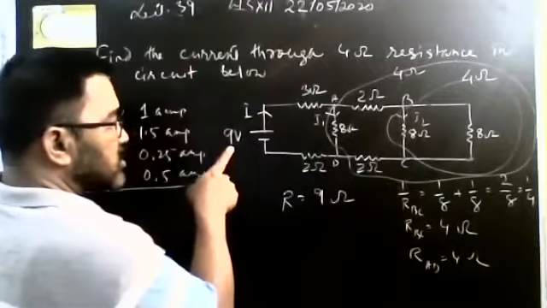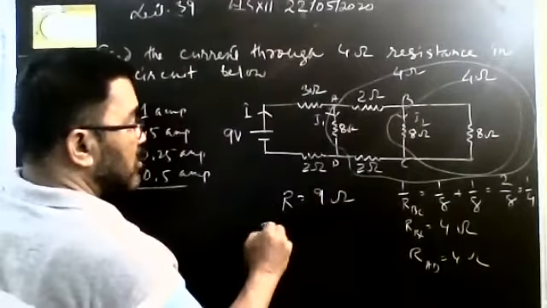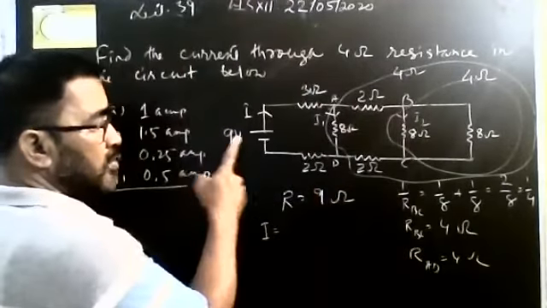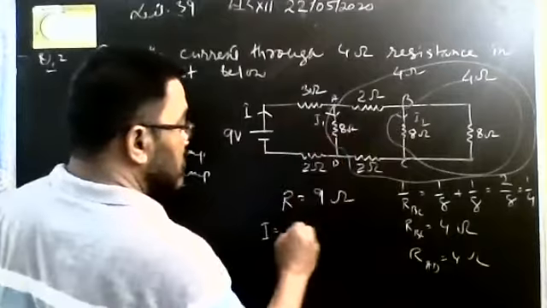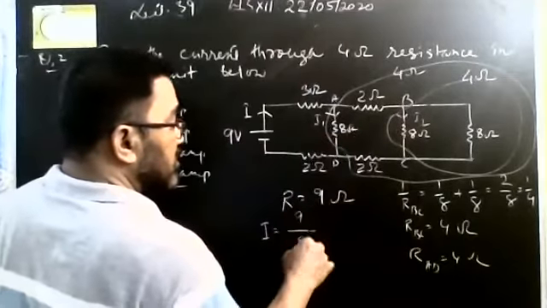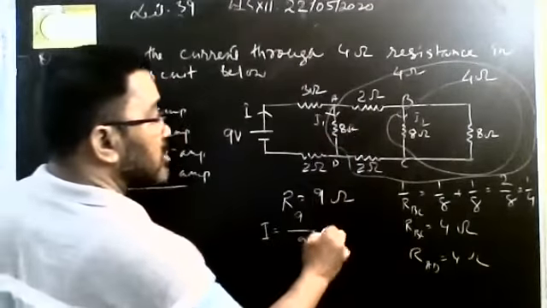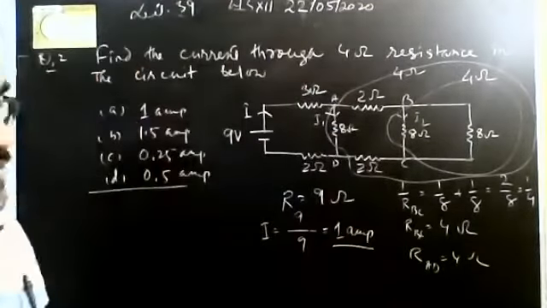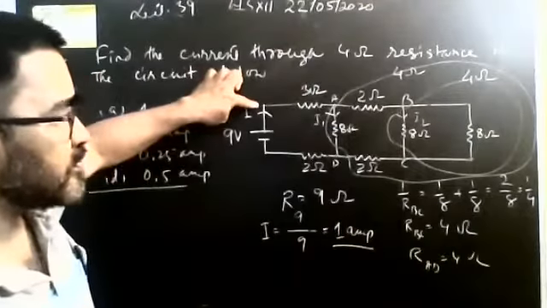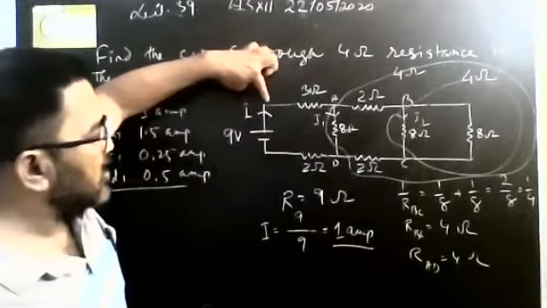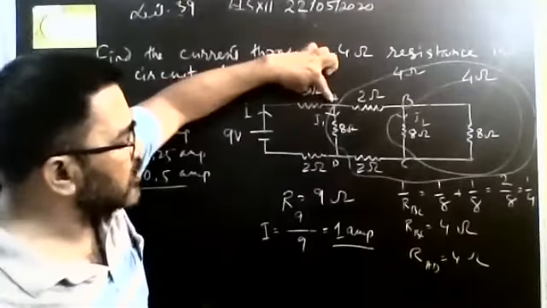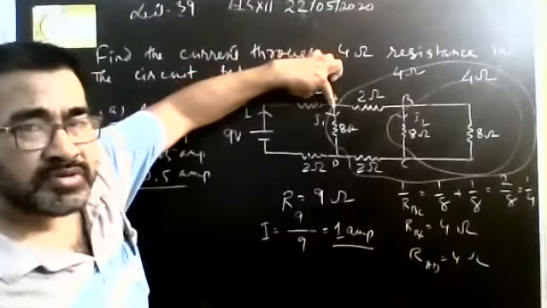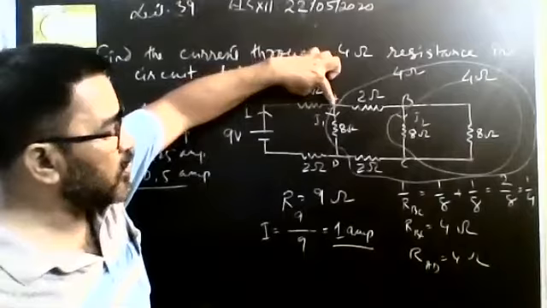Okay. So this is 9 volt. According to Ohm's law, V is equal to IR. So it is 9 by 9. I is equal to V by R, 1 ampere. Right? 1 ampere. So net current is 1 ampere. You see, 1 ampere current is flowing through here, according to Kirchhoff's first rule at point A.